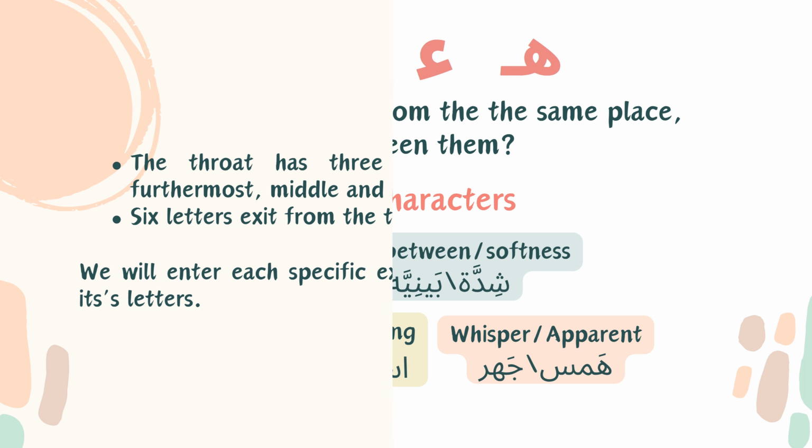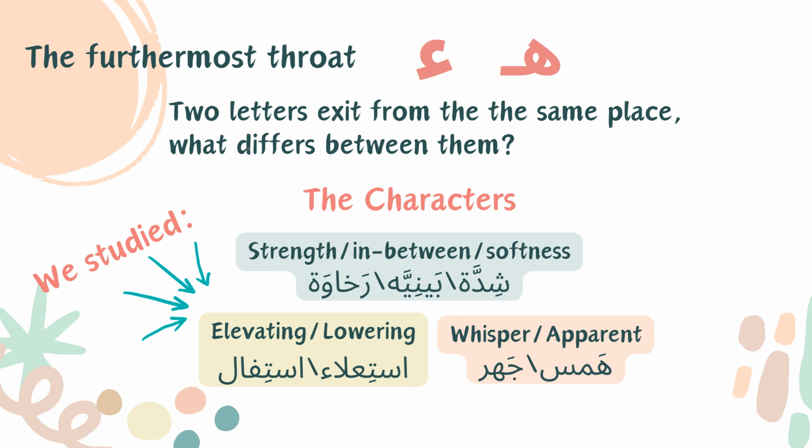Okay, now we're going to start with the furthermost throat. It allows two letters, al-hamza wal-ha, to exit from it. So two letters exit from the furthermost throat. They exit from the same place. What differs between them?